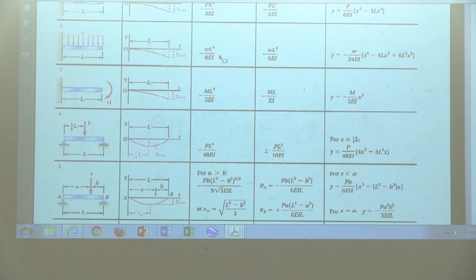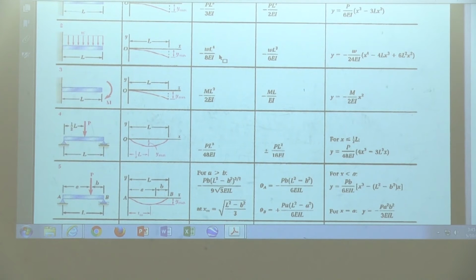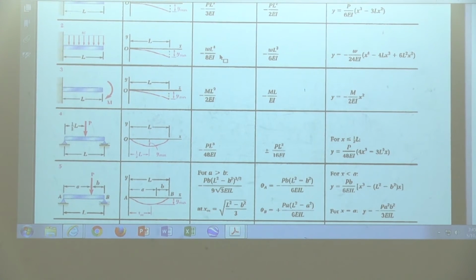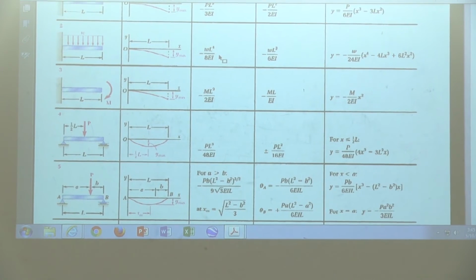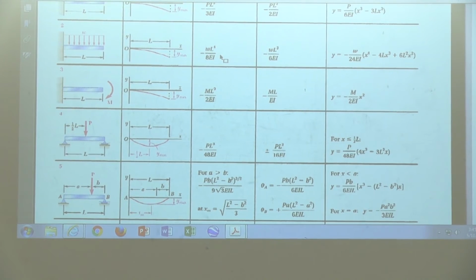Of course I cannot use that. What do I need? I need for X less than A. Is that correct or not? I use this equation. That's the value of B. That's the value of P. That's the value of A. L equal to what? L equal to 4. X equal to what? X equal to 2. Everybody. B equal to 1. A equal to 3.